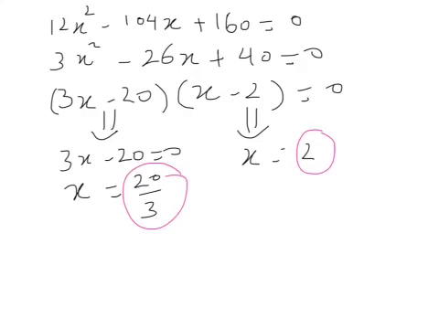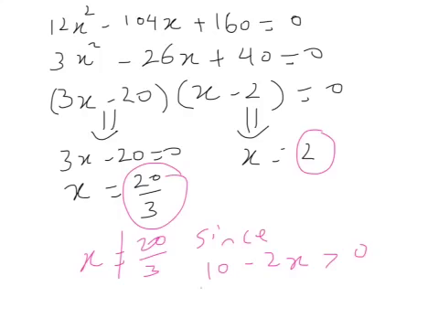Now, there's a condition here. x cannot be equal to 20 over 3, since 10 minus 2x should be greater than 0. Therefore, from that we can conclude that x can only be equal to 2 as a solution. We still have to find the second derivative to actually check for maximum or minimum at the point where x equals 2.